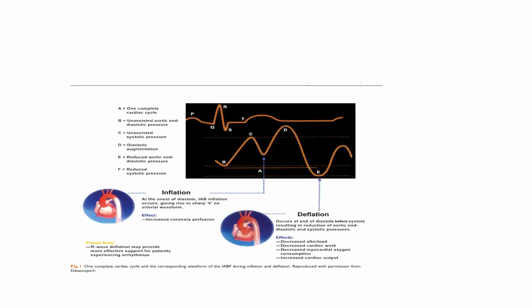So this is the diagrammatic representation which explains the inflation, which occurs at the onset of diastole. When IABP inflation occurs, it gives rise to a sharp V wave on the arterial wave, and its effect is to increase coronary perfusion. Now, when deflation occurs, at the end of diastole, that is before systole, it results in the reduction of aortic end diastolic and systolic pressure. The effects are decreased afterload, decreased cardiac work, decreased myocardial oxygen consumption, and increased cardiac output.